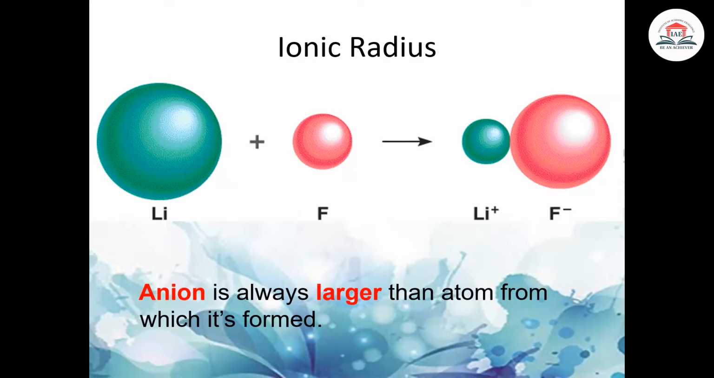But now when it accepts 1 electron, there are 10 electrons and only 9 protons. So 9 positive charges are responsible for holding 10 negative charges. So per electron, the effective nuclear charge has now decreased. Therefore the protons will not be able to hold all the negative charge as tightly as in the neutral atom. Therefore, the size will expand, and hence the size of an anion is greater than that of its parent atom.